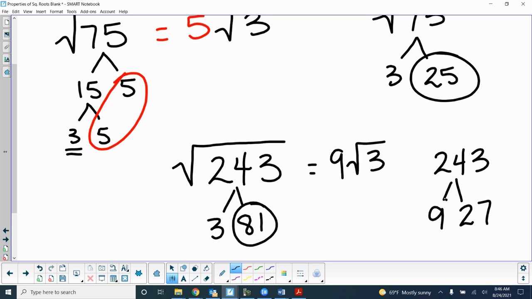And then you could circle that. I got a pair of 9s, so what can I pull out? 9, right? And what's left? The 3. So there's more than one way to do these. You still end up at the same place. So far, so good? Okay. Questions?